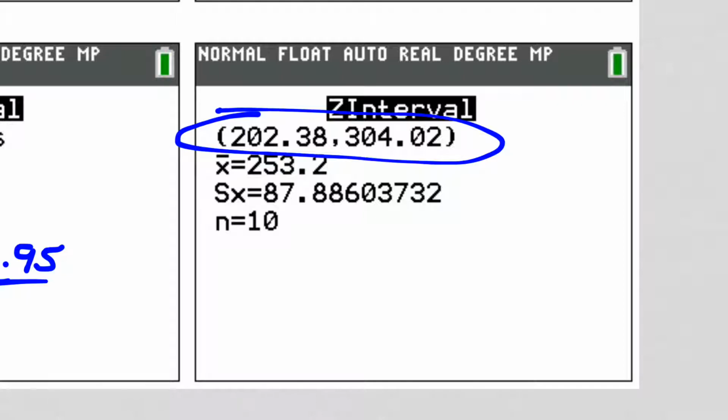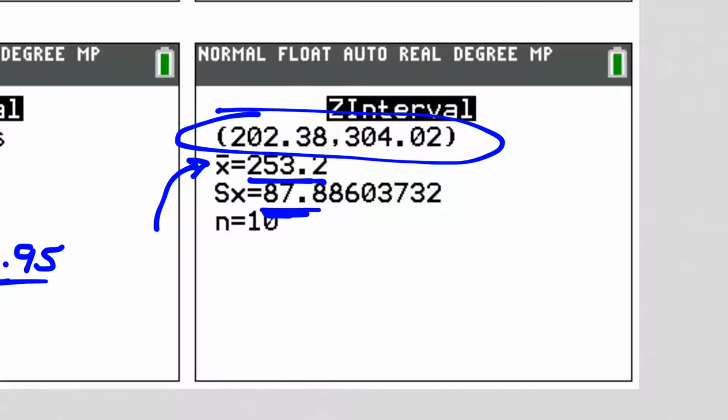Now because we put in data, this actually might be interesting to us. Here's the mean, that's our point estimate, 253.2. So that's our best guess for the population mean. That doesn't mean that that is the population mean, but it's our best guess based on this single data set, which is a very small data set.